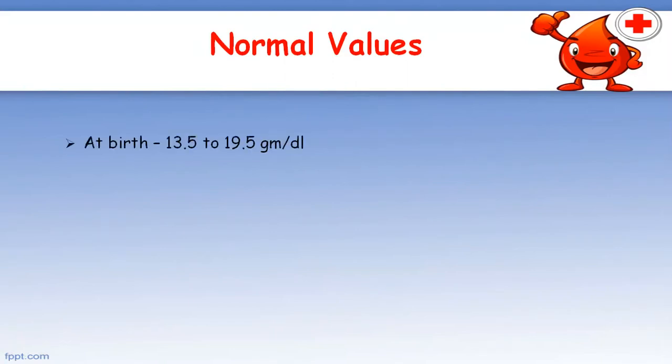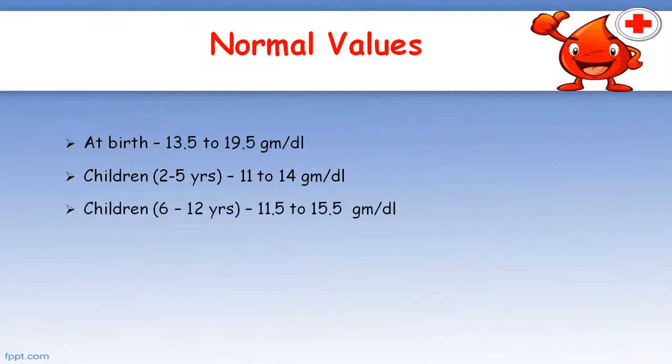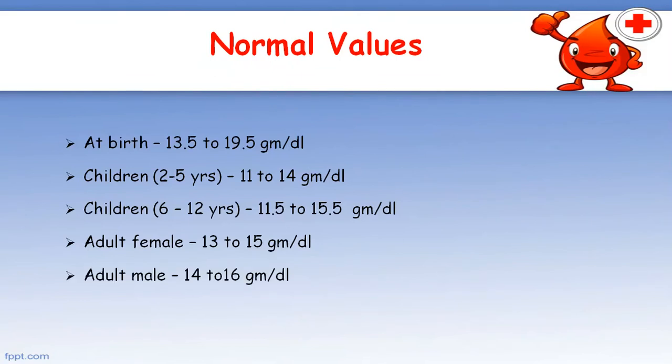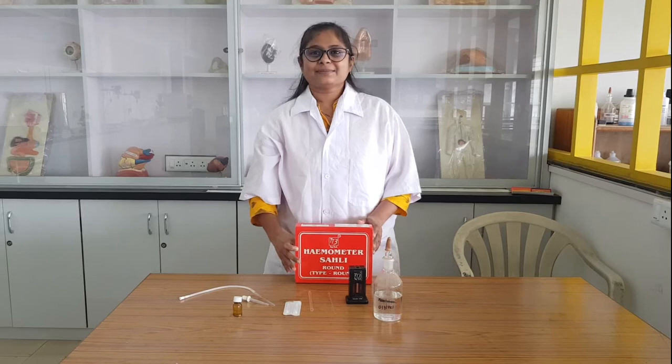Normal values at birth are 13.5 to 19.5 gram per deciliter. For children 2 to 5 years, 11 to 14 gram per deciliter. Children 6 to 12 years is 11.5 to 15.5 gram per deciliter. For adult female, 13 to 15 gram per deciliter. Adult male, 14 to 16 gram per deciliter.